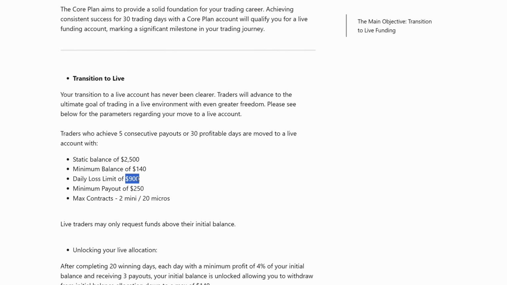They limit you in a live account. This is orders being routed to the CME exchange. They limit your daily loss to $900. Again, we already talked about minimum payout, $250. And they also, in a live account, limit the amount of contracts. You can trade 2 minis or 20 micros.